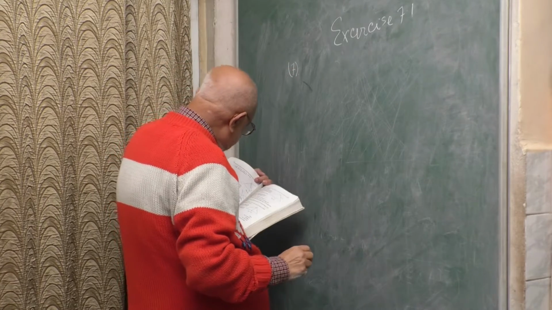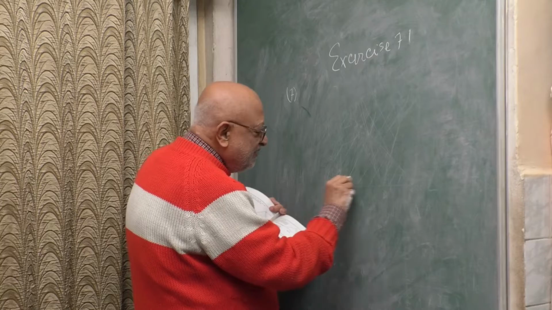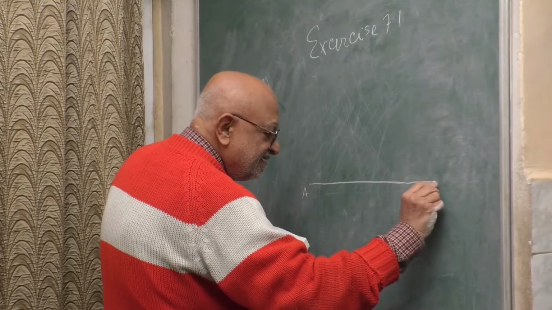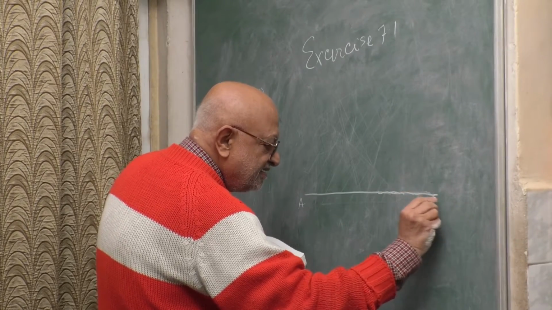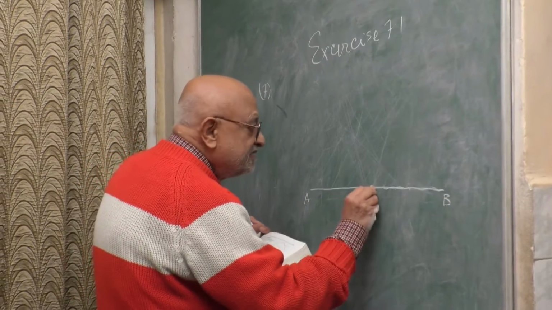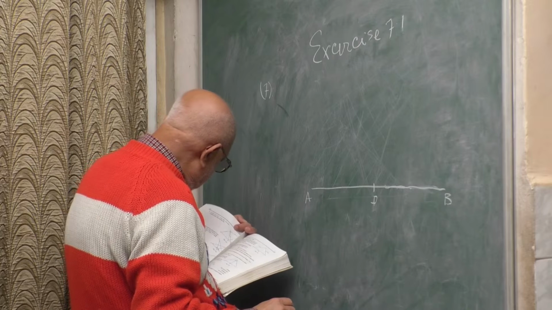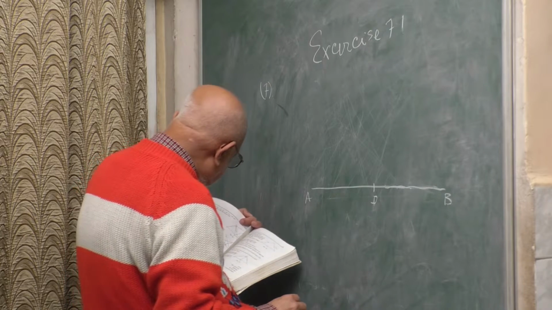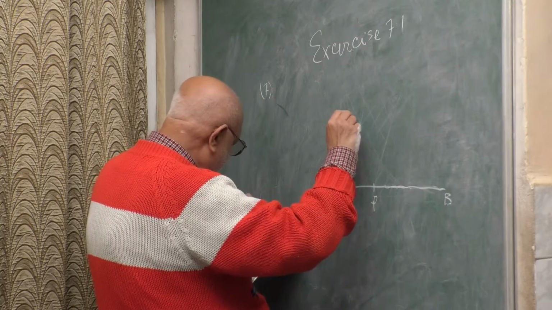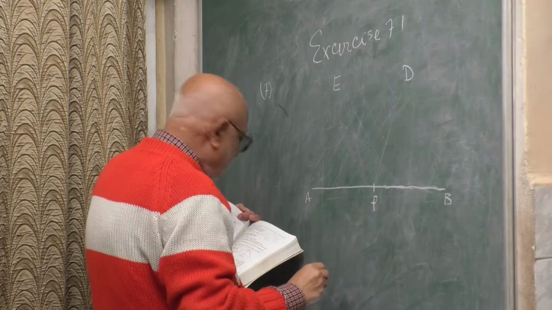Okay. It says AB is a line segment. P is its midpoint, that is given. D and E are on the same side of AB. That means they are on the same side. So this is D, and this is E. These are the two points, okay?